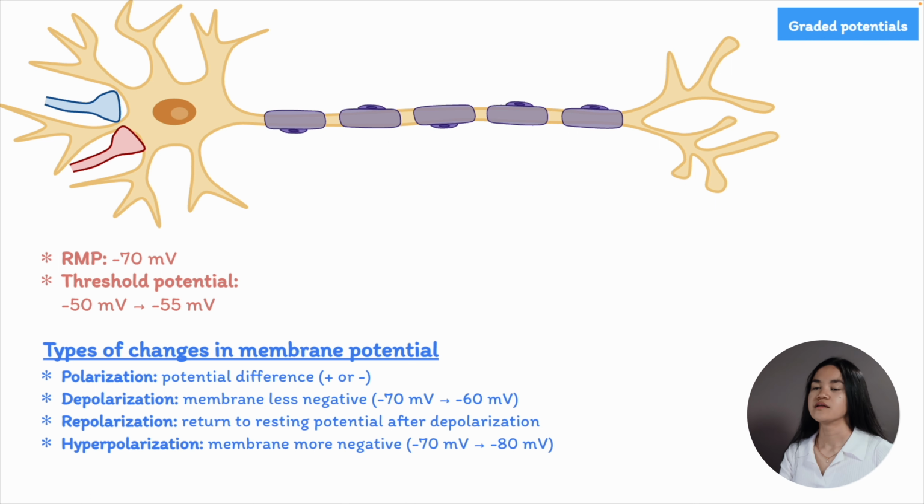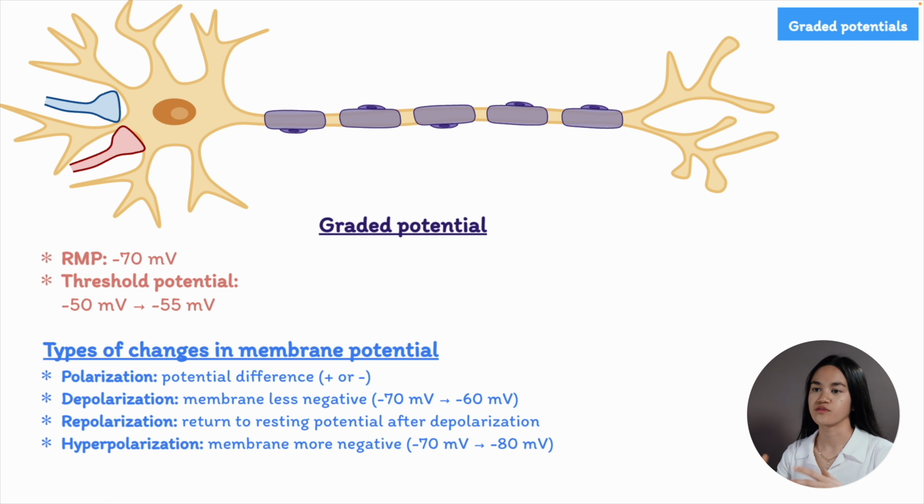And lastly, there's hyperpolarization. The membrane is hyperpolarized when the potential is more negative than the resting potential. It's farther from 0 millivolts. So for example, from -70 millivolts to -80 millivolts. Hyper meaning more negative. The inside becomes more negative.